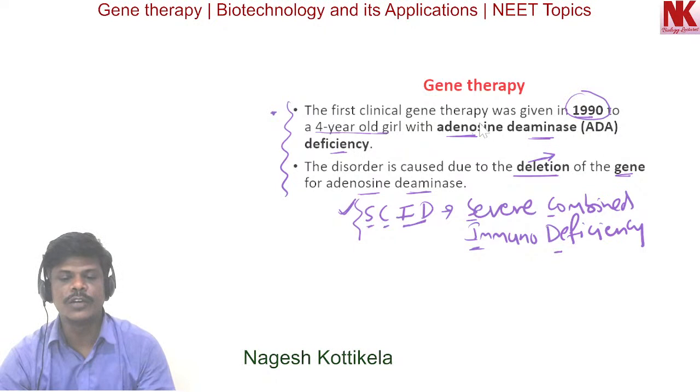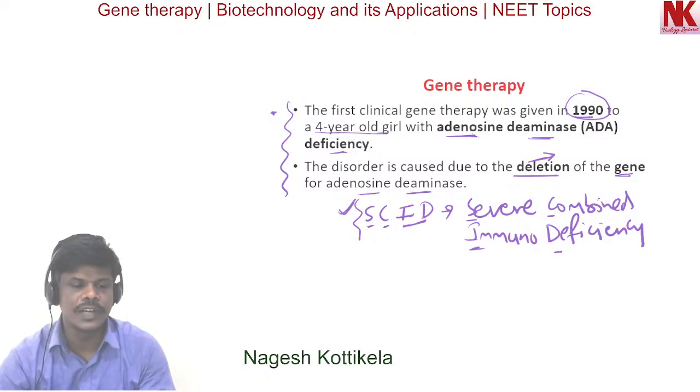This is one of the very important aspects for exams. So when was the first clinical gene therapy given? It was in 1990 to a 4-year-old girl with adenosine deaminase deficiency. Now moving to the next.